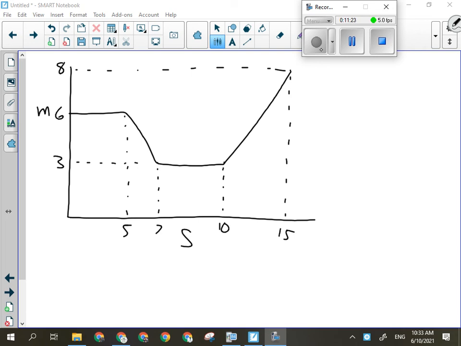Well, okay, how do I calculate displacement? Okay, well, displacement is final position minus initial position. That's 8 minus 6, 2 meters. Positive 2 meters. Because it's forward. Okay, what's the average speed over the whole trip?